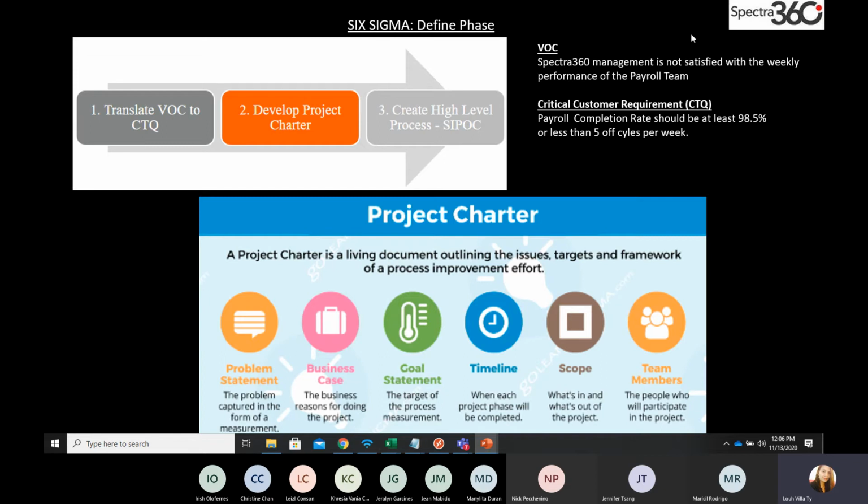Okay, so the second part would be developing the project charter. These are the parts of the project charter. A project charter is a living document outlining the issues, targets, and framework of a process improvement effort. So in the project charter, you have to indicate your problem statement, which should be based on your CTQ. Your business case would be a little about the company and your purpose, why you created the project or why you are in that project. Goal statement would be the target.